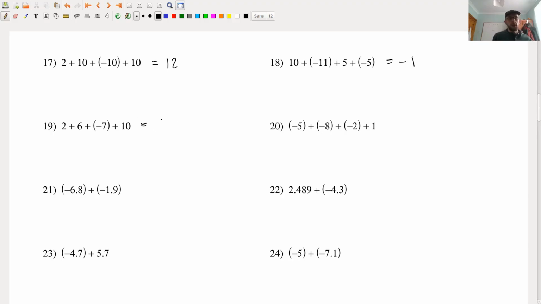2 add 6 add negative 7 add 10 is 18 take 7, which is 11. Negative 5 add negative 8 add negative 2 add 1 is negative 15 add 1, which is negative 14.